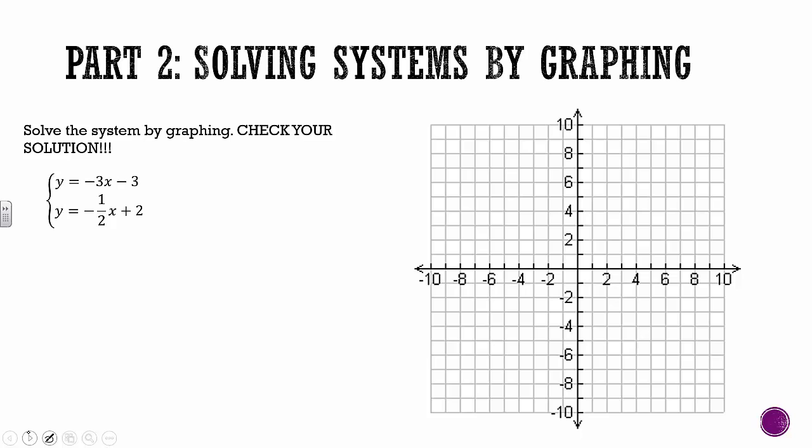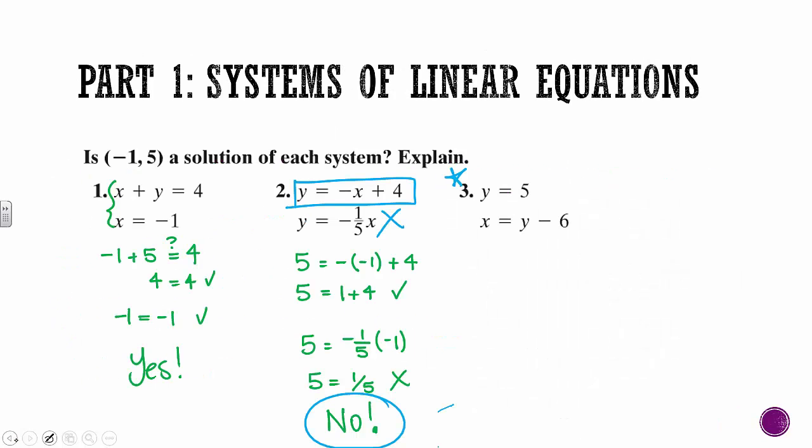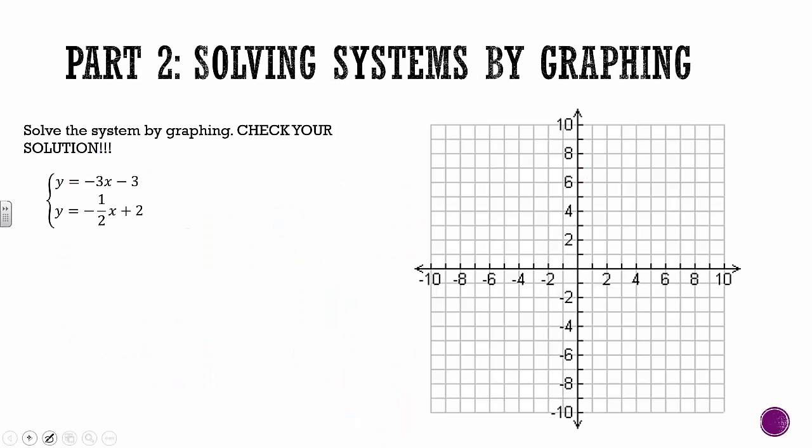Solve the system by graphing, check your solution. So what that means is when we get done, we can check it just like we did with these problems here and make sure that it works in both equations like we did over here. So let's graph this first one, y equals negative 3x minus 3.